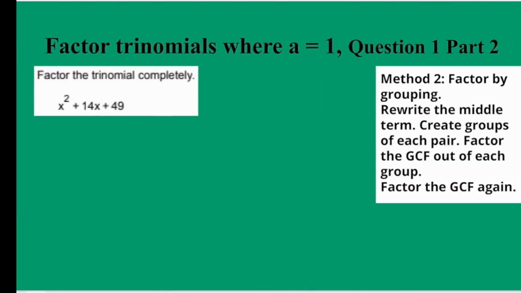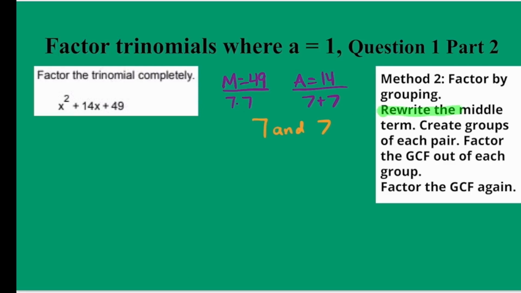So part 2 is the same problem, but now we're going to factor it by grouping. The work is the same. We still need to find numbers that multiply to give us 49, and we still need to find the ones that add to give us 14. And we found it: 7 times 7, 7 plus 7. So your numbers are 7 and 7.